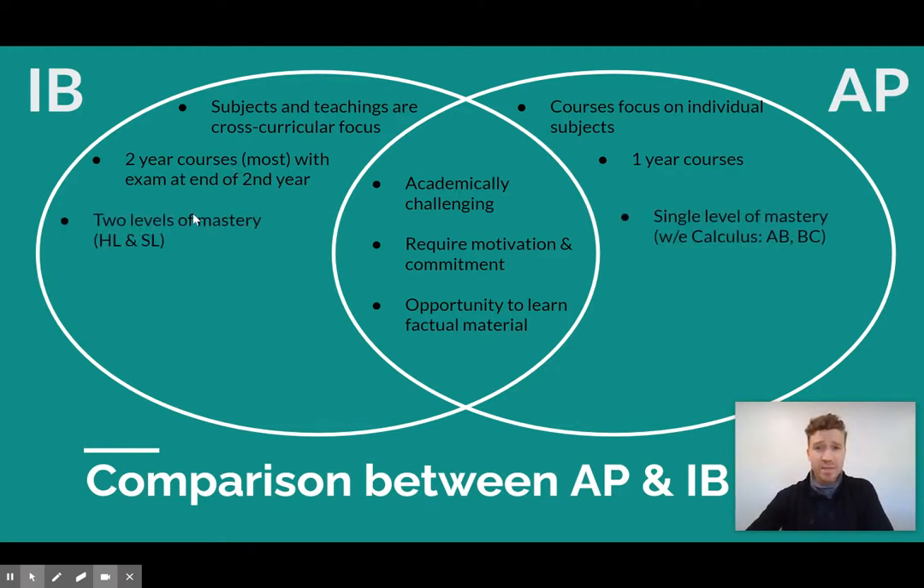In IB, you have choices for the level of classes that you're going to take. There are two levels of mastery. You're going to see such acronyms as HL and SL. HL means higher level, and SL means standard level. With AP, you have a single level of mastery.